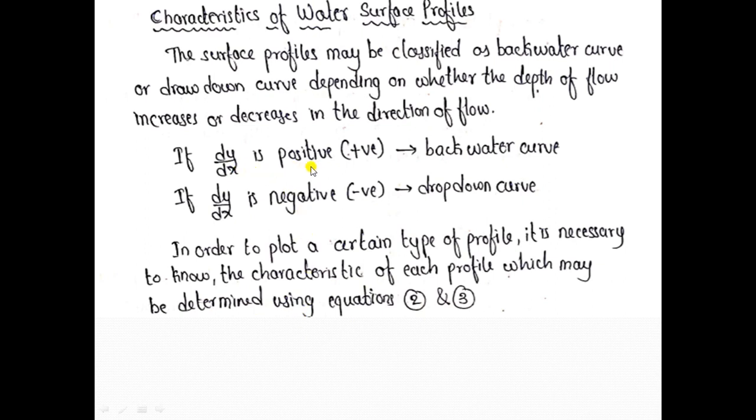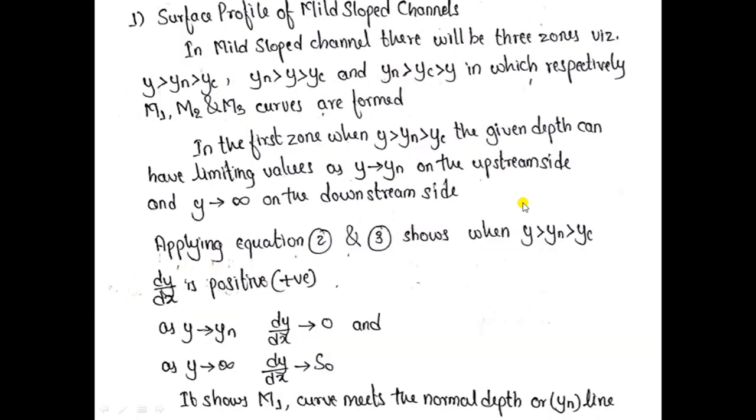One thing, if you observe, the different surface profiles with suffix 1 and 3 are all backwater curves. The different water surface profiles with suffix 2 are drawdown curves. Now, coming to the surface profile of a mild slope channel. In a mild slope channel, there are 3 zones, and correspondingly there are 3 curves formed, M1, M2, M3.